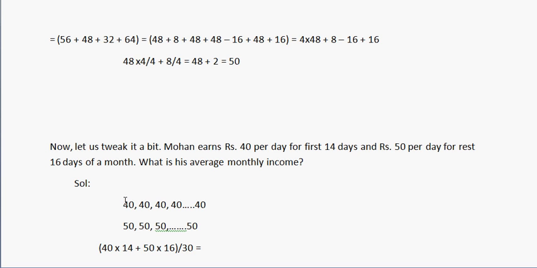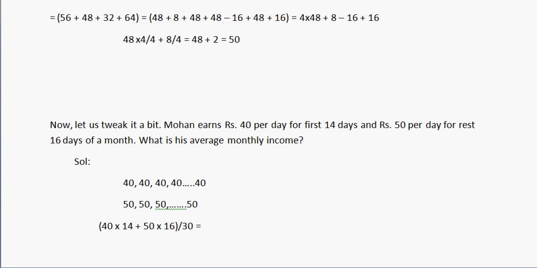So this means that each day he is earning 40. So in total we have 14 observations of 40. Similarly we have 16 observations of 50, right? So this is how we do it.